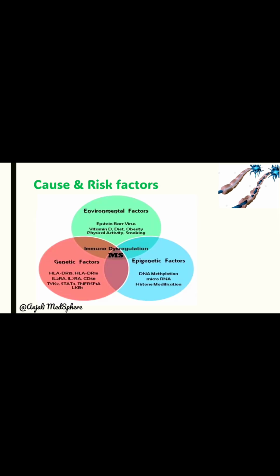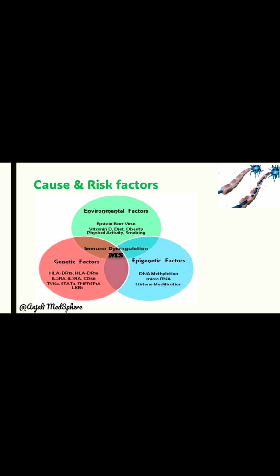Causes and risk factors for this disease. We can classify the causes and risk factors into three: environmental factors, genetic factors, and epigenetic factors. In environmental factors, there is a recent infection with Epstein-Barr virus or human papilloma virus, or deficiency of vitamin D, or obesity, because an inflammatory environment is already there in a person with obesity. So it all happens due to an inflammatory response change inside our brain. Lack of physical activity and smoking will progress or exacerbate the symptoms of multiple sclerosis.